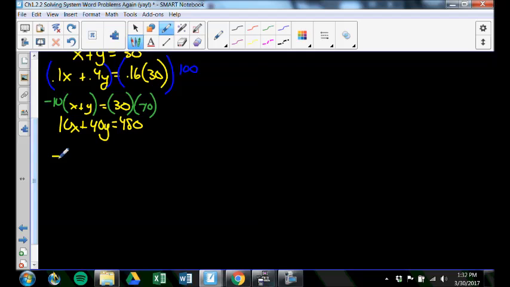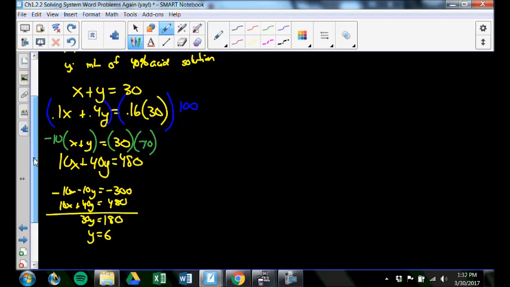So I get negative 10x minus 10y equals negative 300, and 10x plus 40y equals 480. I add these up and I get 30y equals 180. Whoa, this is going to work out really nice. Y comes out to 6. I did not mean for that to come out so pretty, but it did, and I'm okay with that.